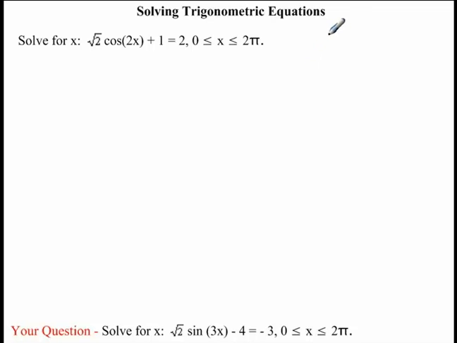In this mini clip, we will be solving trigonometric equations. While we answer this question together, you will be solving the similar problem on your own using the same technique.